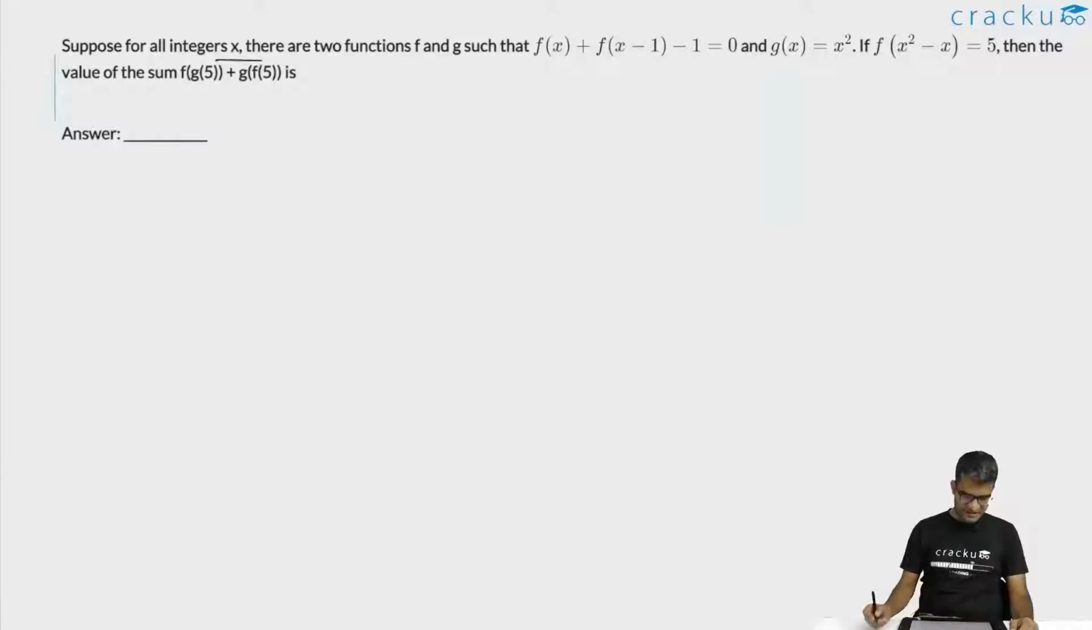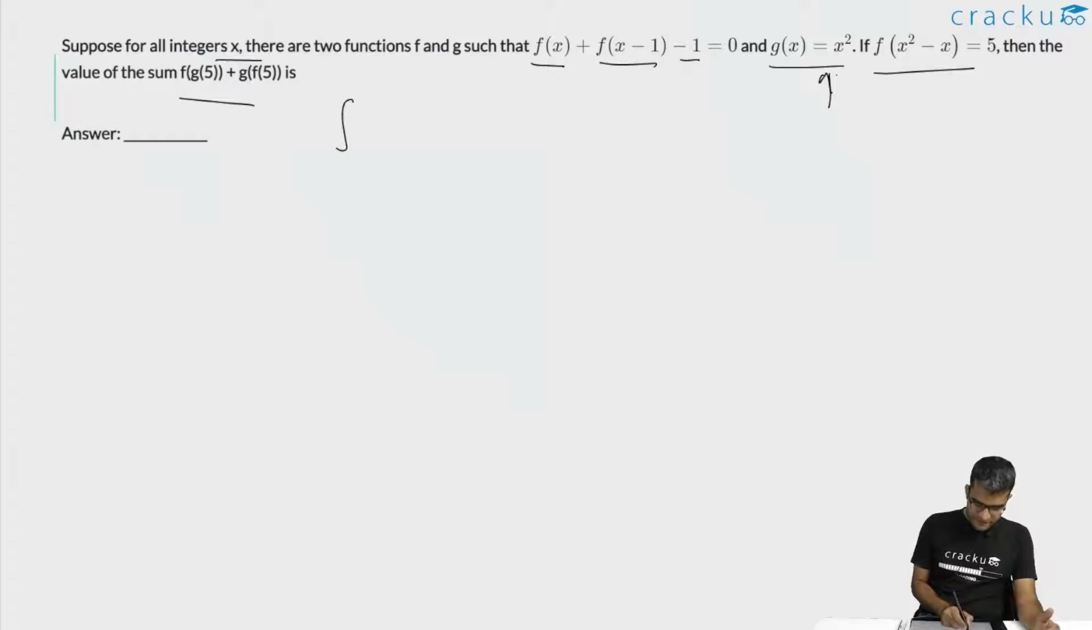In this question we are asked, suppose for all integers there are two functions, f of x plus f of x minus 1 is equal to 0 and g of x is equal to x square, and we are also told that f of x square minus x is equal to 5. We are required to calculate the value of f of g of 5 plus g of f of 5. What is f of g of 5? Because g of x is x square, what we are required to calculate is f of 25, because g of 5 will be equal to 25.